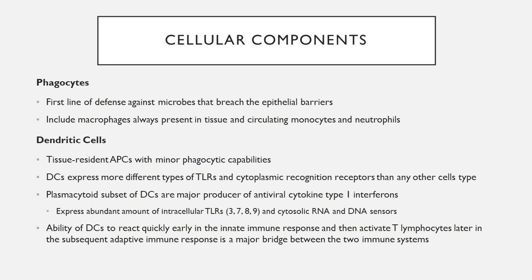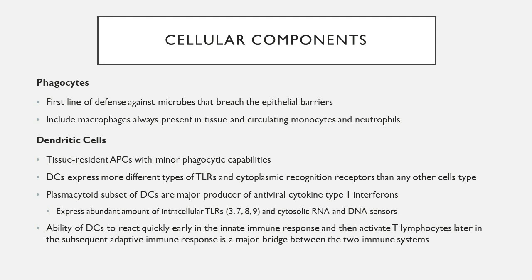The plasmacytoid subset of dendritic cells are a major producer of the body's primary defense against viruses, which is the antiviral cytokine type 1 interferons. And because of their need to fight against viruses, they express abundant amounts of intracellular toll-like receptors, which are 3, 7, 8, 9. So I always remember the 7, 8, 9, and then the 3 is the one that stands out. Then the membrane receptors are 1, 2, 4, 5, and 6. In addition to that, they have many cytosolic RNA and DNA receptors. These are ones apt for recognizing viruses and viral compounds.